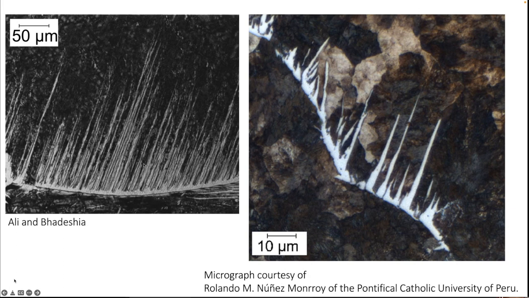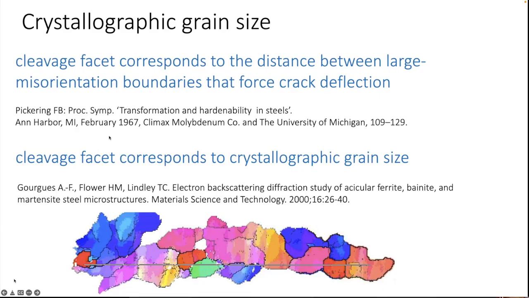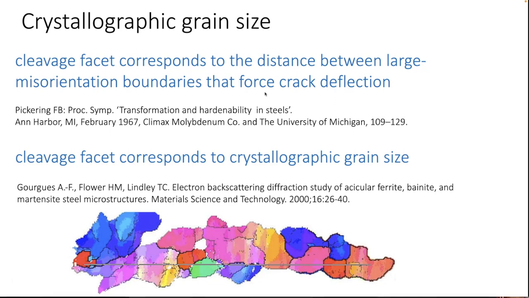And that may not be good for mechanical properties such as toughness, because although the plates themselves are a few micrometers thick, we have not much variation in crystallography across the packet of plates. And Pickering, back in 1967, said that a cleavage facet, when you break the steel in a brittle manner, corresponds to the distance between large misorientation boundaries that force a crack to deflect. So if you have clusters of plates which are all in the same orientation, then they will not deflect cracks. And this was in 1967 when he explained how crystallography plays a role in cleavage.